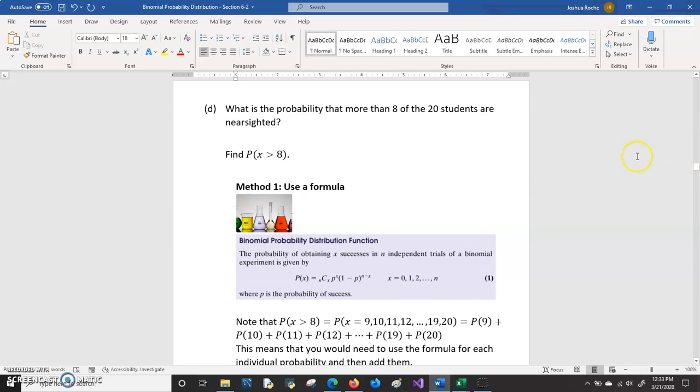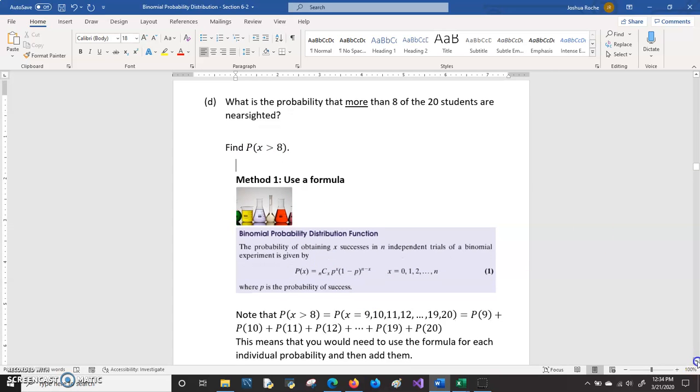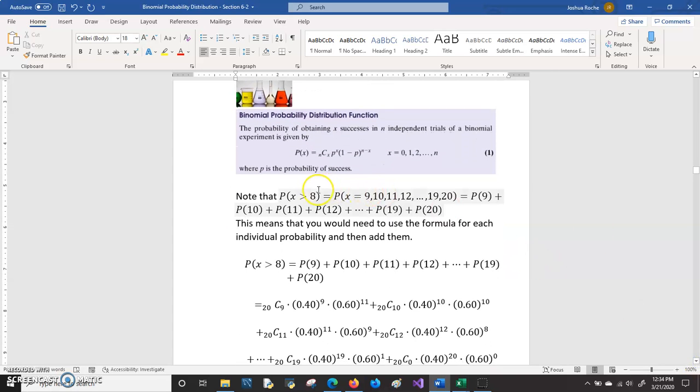Here's part D of this same problem. What's the probability that more than 8 of 20 students are nearsighted? So we want to find this probability that x is more than 8. Here again, we could use a formula. We'll just make a note that x is greater than 8. That means that x could be 9, 10, 11, 12, 13, 14, 15, 16, 17, 18, 19, or 20.